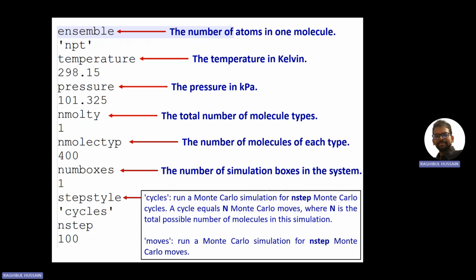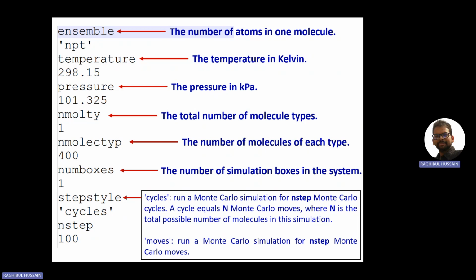Then the next option is number of boxes. How many boxes are available for the simulation? In this case, we have only one simulation box. Towhee supports up to 3 simulation boxes, so the maximum option available here is 3. We will see two different examples when n is 2 and when n is 3. In this case, we are simply doing an NPT simulation to find the density of water, so we are using only one box. Okay. Next is step style.